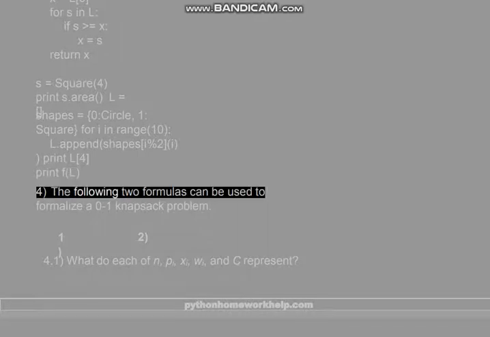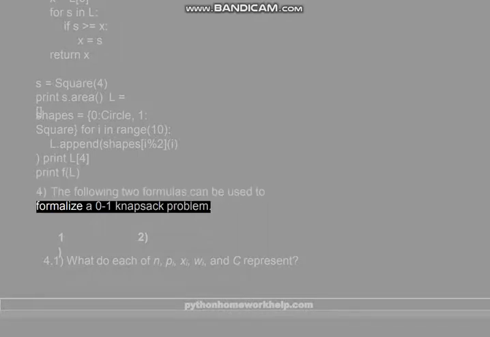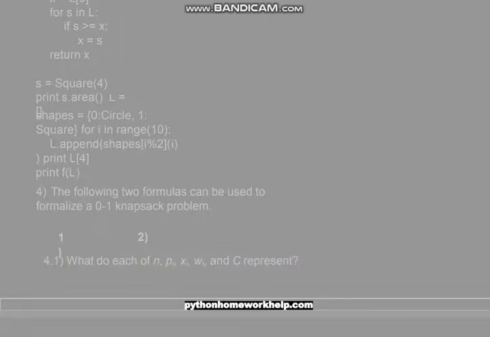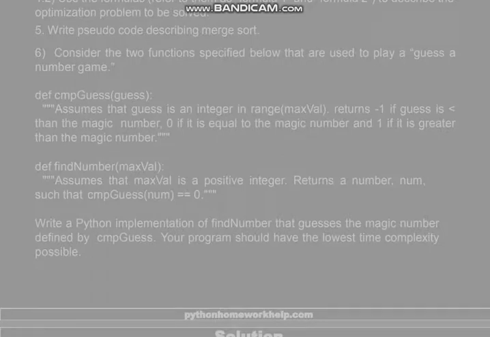4. The following two formulas can be used to formalize a 0/1 knapsack problem. Formula 1, Formula 2. 4.1. What do each of n, p_i, x_i, y_i, and c represent? 4.2. Use the formulas, referring to them as Formula 1 and Formula 2, to describe the optimization problem to be solved.